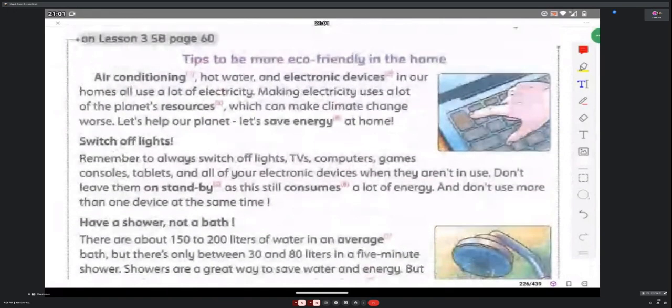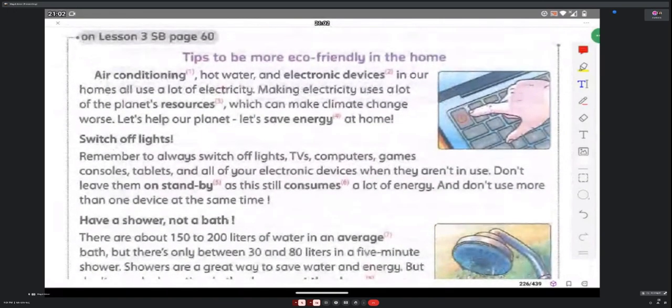Luigi. Tips to be more eco-friendly in the home. Air conditioning, hot water and electronic devices in our homes all use a lot of electricity. Making electricity uses a lot of the planet's resources, which can make climate change worse. Let's help our planet. Let's save energy at home.